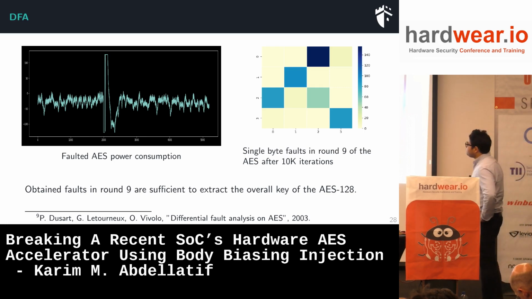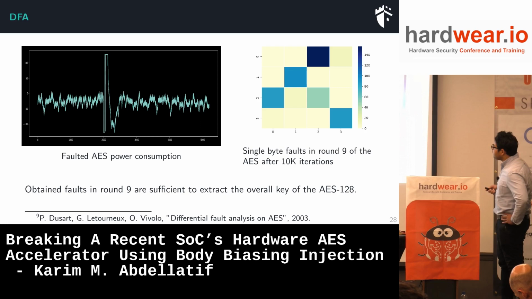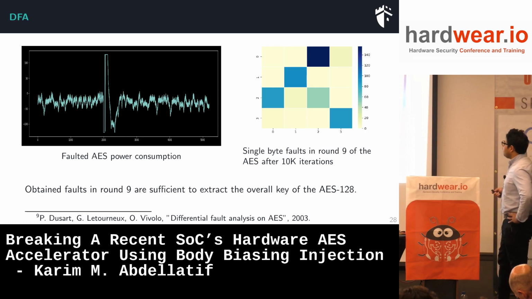You can see here I registered a power consumption trace during the successful fault of the AES. Here is the effect of the body biasing injection, actually. However, this point is saturated because the vertical resolution of the oscilloscope was above the maximum. This is why you can find this value is cut and flat.